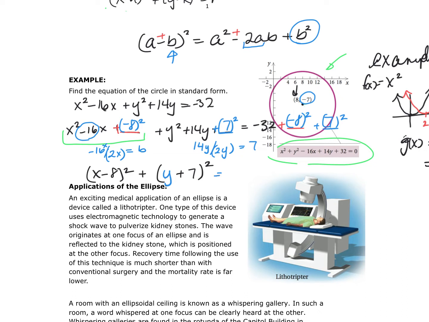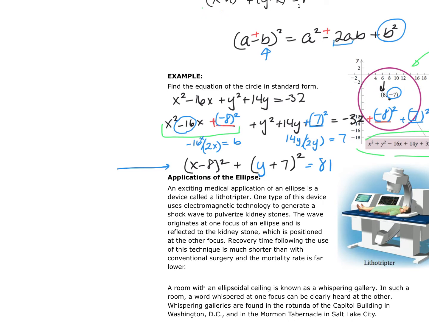Now, on the other side of the equal sign, I do need to add the negative 32 plus the 64 plus the 49. Negative 32 is there. The 64 is negative 8 squared, and the 49 is the 7 squared. And I end up with 81. So this tells me, when it's in this form, my center is 8 comma negative 7, and my radius is the square root of 81, so my radius is 9. And that allows me to graph my circle.